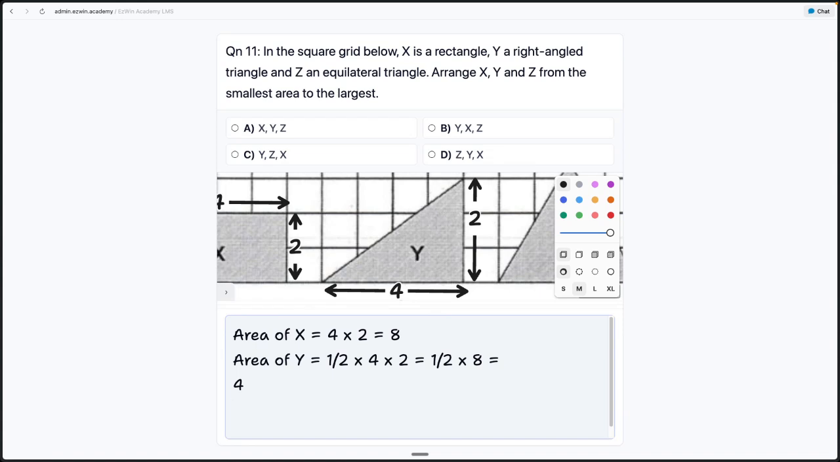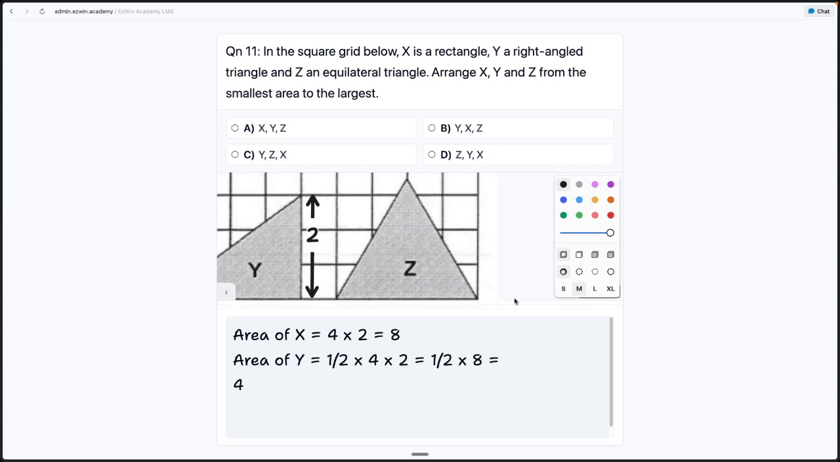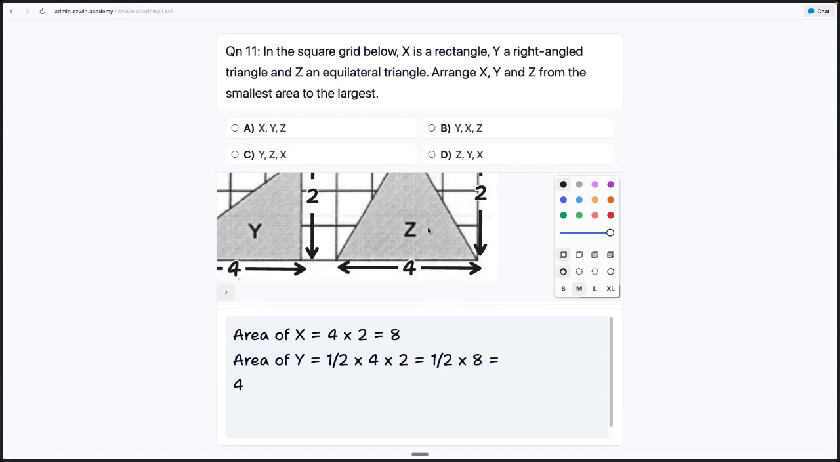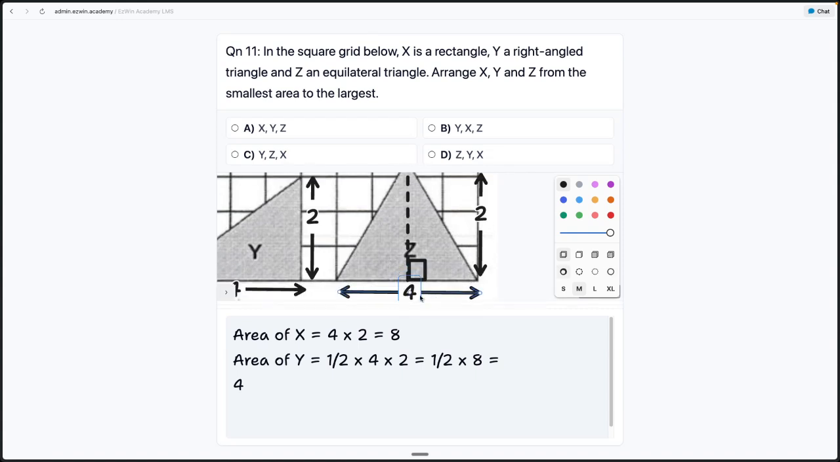Okay, and then last one we have area of Z. So for Z, what is the base? 4 as well. And what is the height? 2. Okay, and where is the base and height? So if I were to draw the line over here, that's what you see over here. And there you go. So this is the base and height as what you see from a normal triangle. And see, we know the base and height.